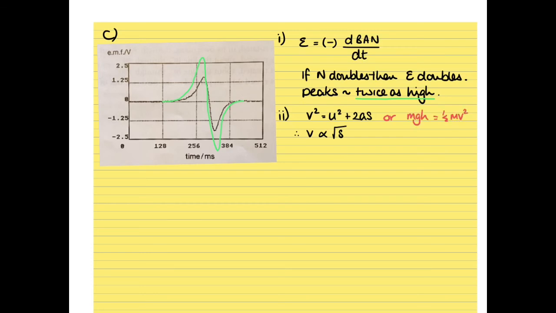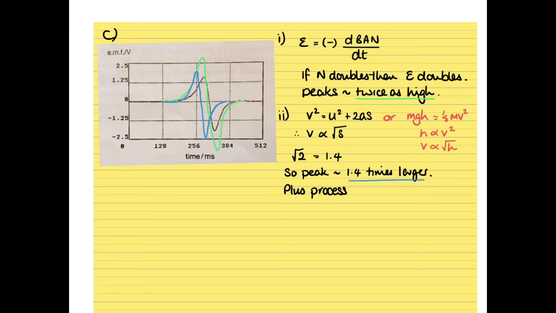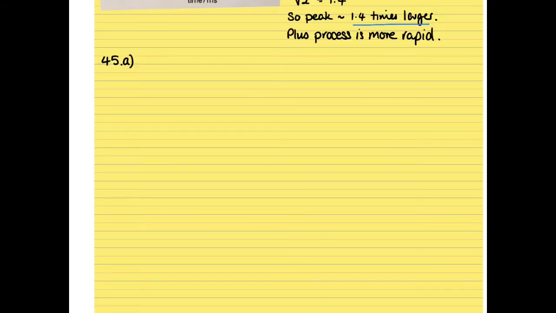Two obvious ones are our equations of motion or using energy. Both show you that v is directly proportional to the square root of the height. If we double, square root of 2 is 1.4. So your peaks would be about 1.4 times as high as they were previously. But we're also falling faster, which means that you're going to get the whole process happening more quickly. So your time interval between peaks will be shorter.